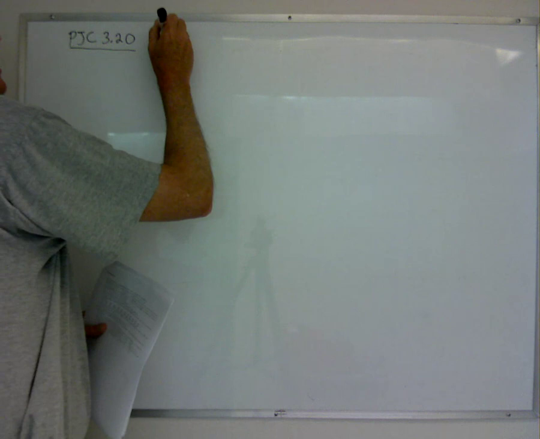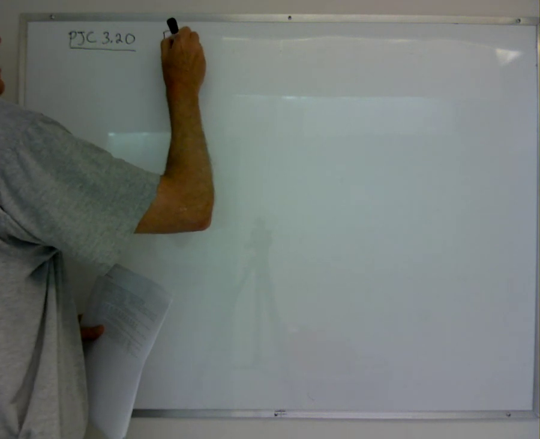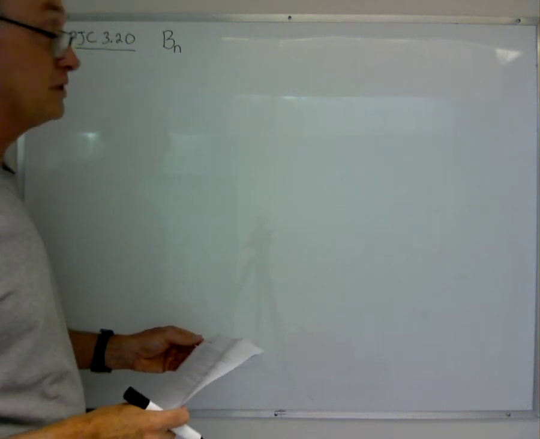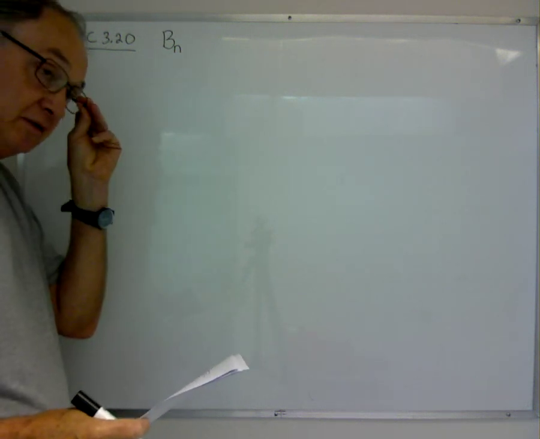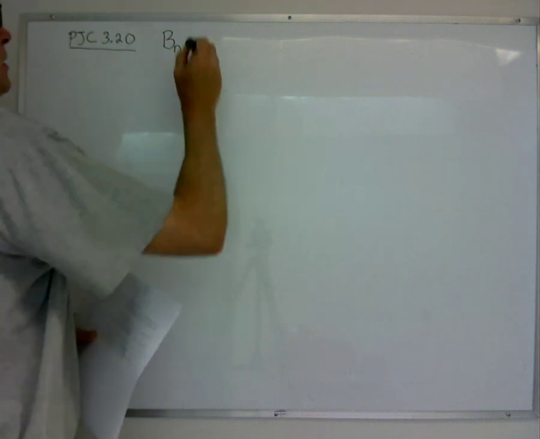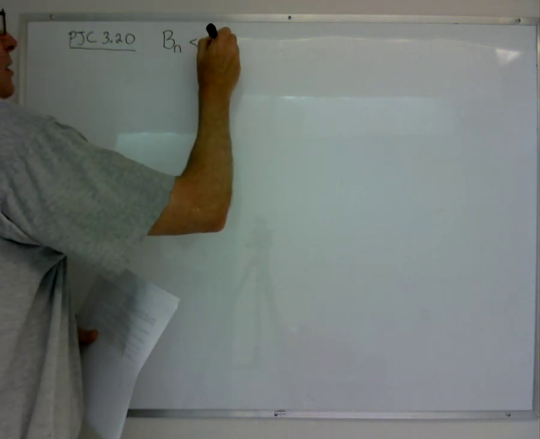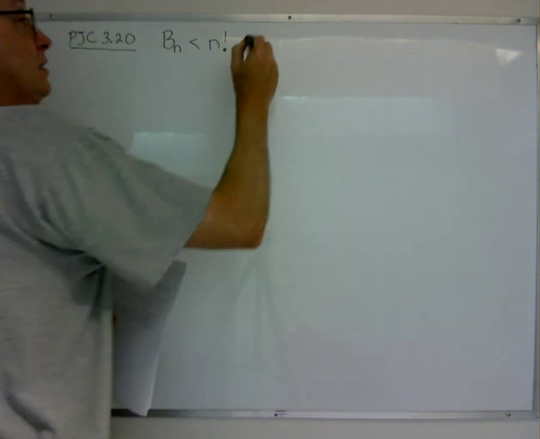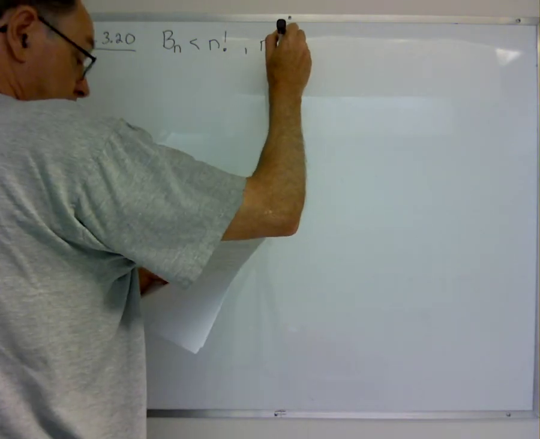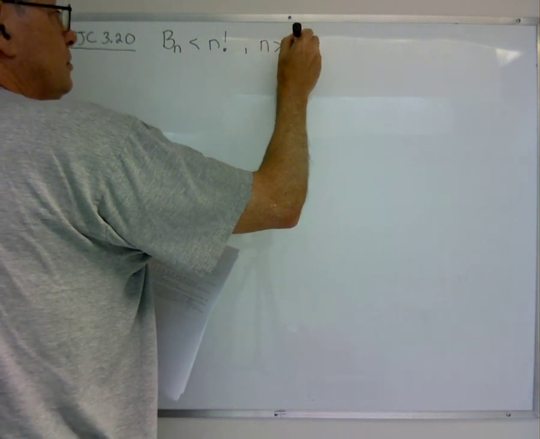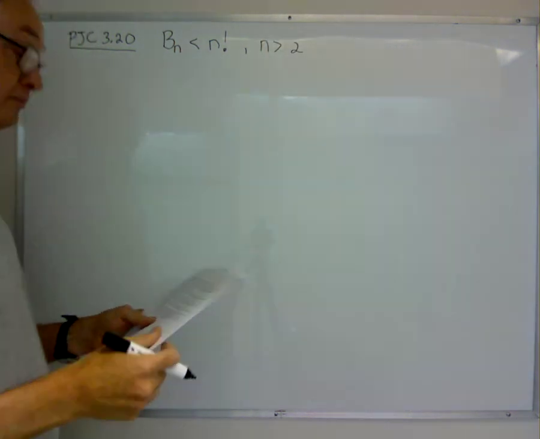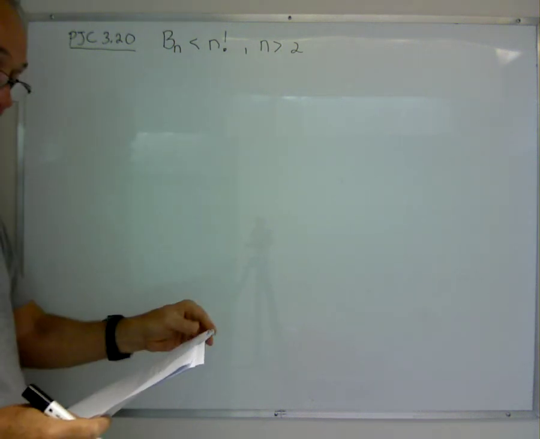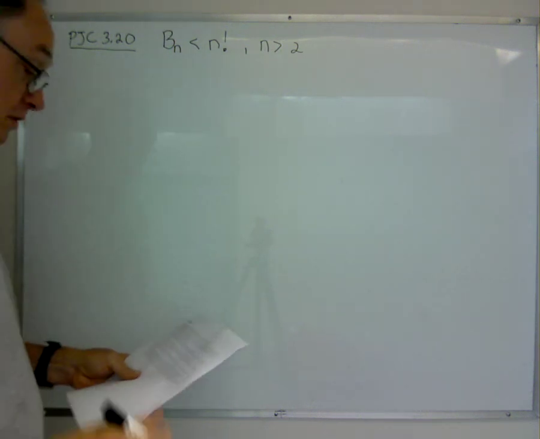So recall that we have defined Bell numbers. And a Bell number, of course, is the number of partitions of a set, right? So if you recall that. And the question says, Bell numbers are less than factorials if n is bigger than 2. Okay? So show that this is true. So how would you do that?